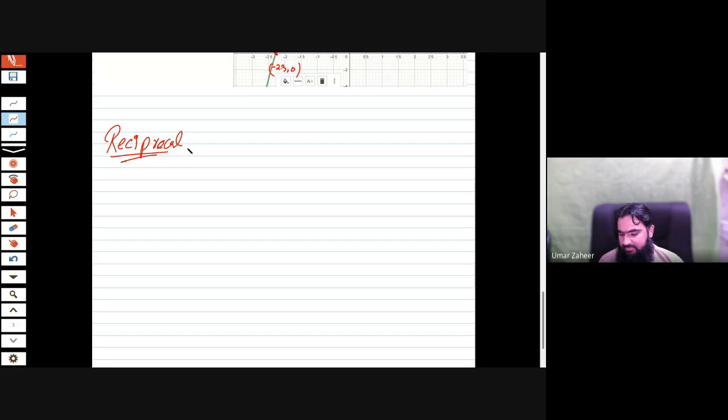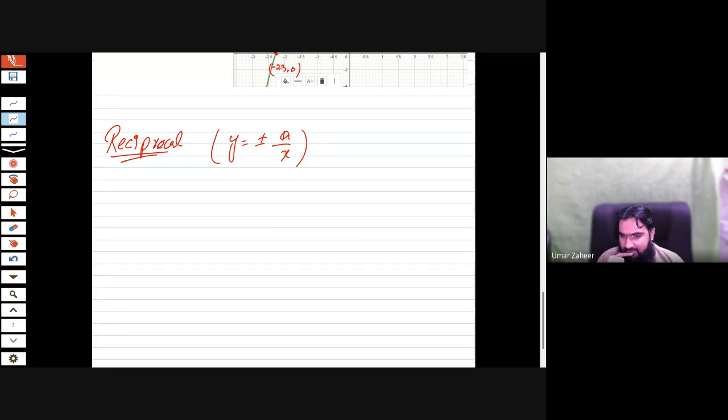Reciprocal graph, like you have y is equal to plus minus 1 by x. It can be 2 over x, 5 over x, 7 over x. Let's say we have to write a over x, any constant divided by x. The variable x will be in the denominator.